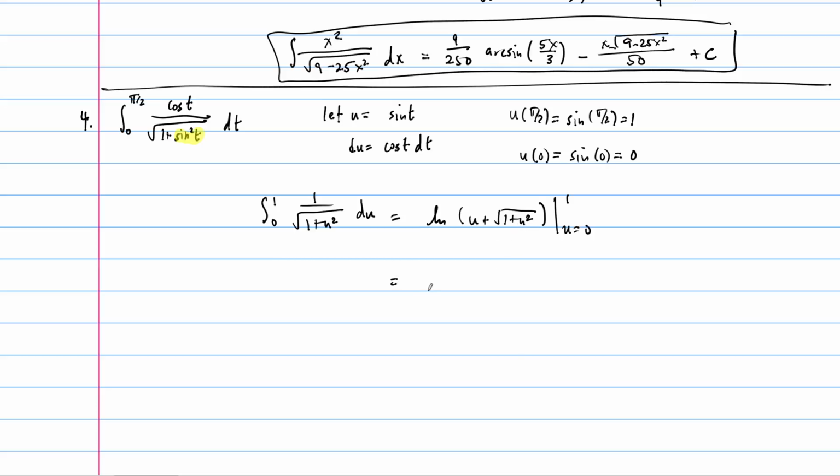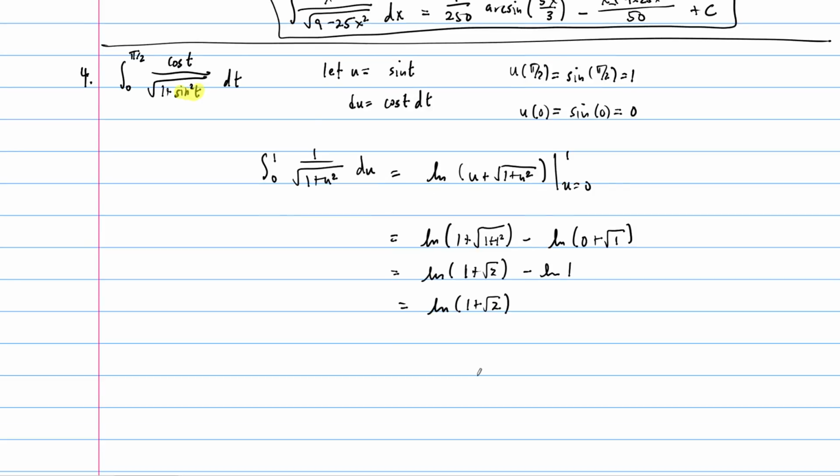So what we end up with then is the log, when we plug in, log of 1 plus the square root of 1 plus 1 squared minus the log of 0 plus the square root of 1. So this is the log of 1 plus root 2 minus the log of 1. And log of 1 is 0, right? So this is equal to the log of 1 plus root 2. And that's our answer. We'll leave it in exact form. Always leave these numbers in exact form. The natural log of 1 plus root 2. Okay, so that's that one.